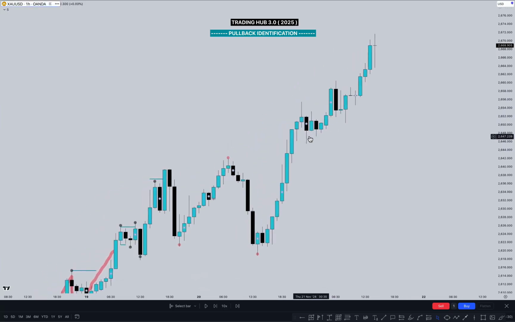previous candle. Okay, so I hope you learned in chapter 1 what pullback identification is and which criteria you should follow to mark a valid pullback. So in this chapter 1 I explained everything about a bullish candlestick.